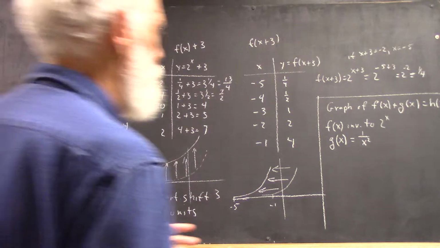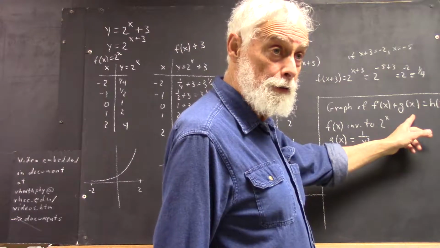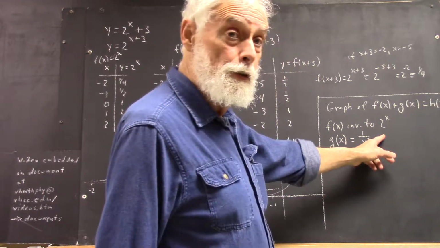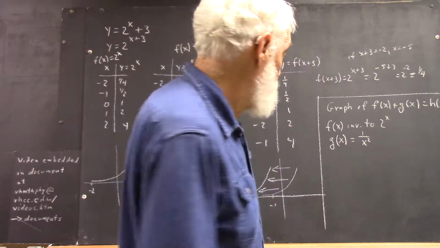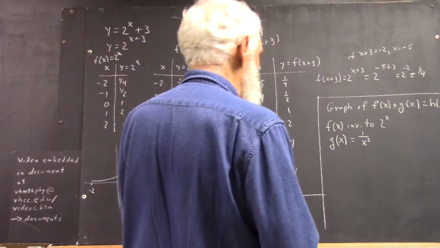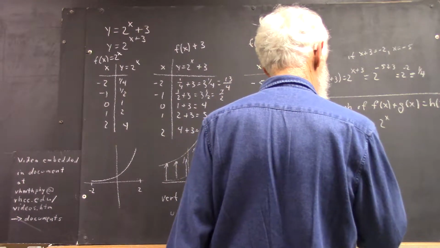Okay, so we want to graph the function h of x is equal to f of x plus g of x, where f of x is inverse to the 2 to the x function and g of x is 1 over x squared. Now, we first construct graphs of these functions.